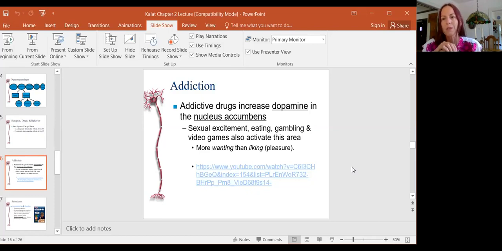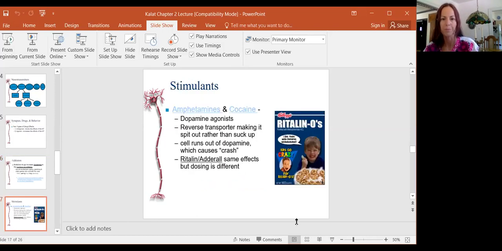What happens with this area is it's not really about liking something as much as it is about wanting it. And so it seems to be that when we really want something, that addictive feeling like I've got to have this seems to be always associated with dopamine in the nucleus accumbens.